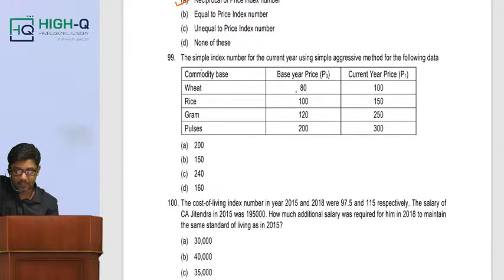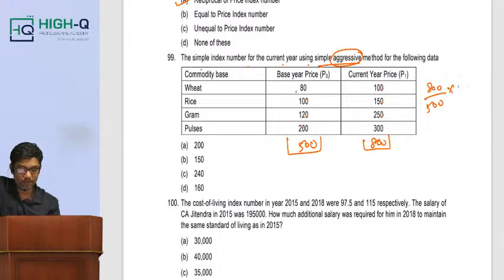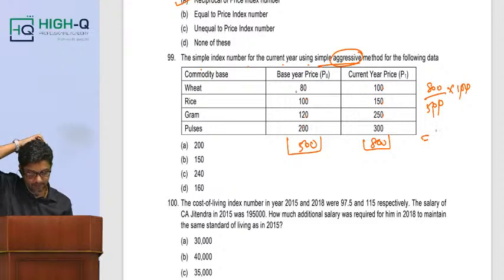Next one. Simple index number for the current year using the simple aggregative method, for the following data. Think simply what you do. 180, 200, 300, 500, 250, 500, 800. Correct. Simple aggregative method: 800 divided by 500 into 100. What exactly is the index number we are getting? 160.